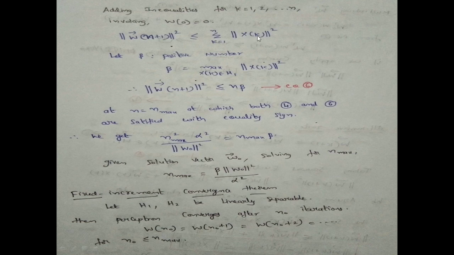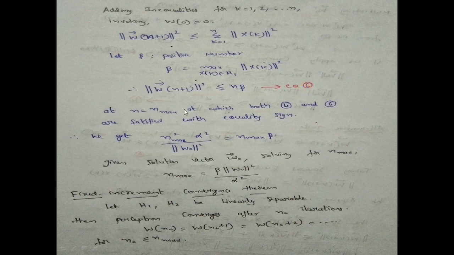Now let us again take a positive number beta. We assume that the positive number beta is equal to the maximum of the norm of x of k squared, where this x of k belongs to the subset h1. So here we consider that the norm of w of n plus 1 squared is less than or equal to n beta. So the bound we get here is that the norm squared of w of n plus 1 is less than or equal to n beta. Let us number this equation as equation 6.